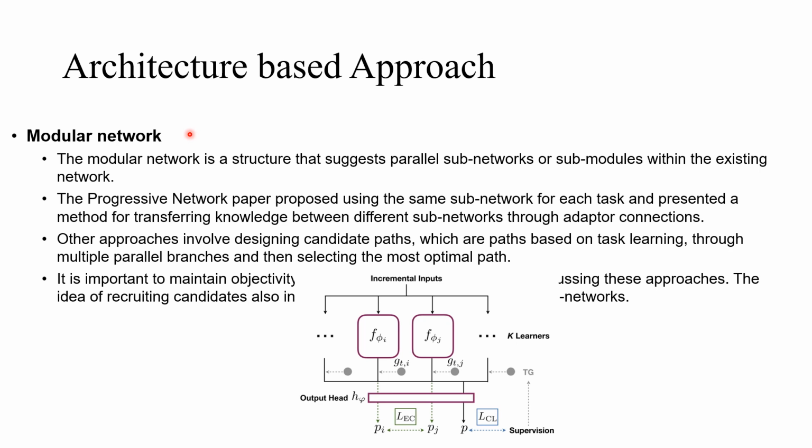This page shows the last thing, modular network. The modular network is a structure that proposes a pattern of subnetworks or submodules within the existing network. The progressive network paper proposed using the same network for each task and presented a method for transferring knowledge between different subnetworks through adapter connections. And then it has other approaches, but you can read this page when you have any interest.